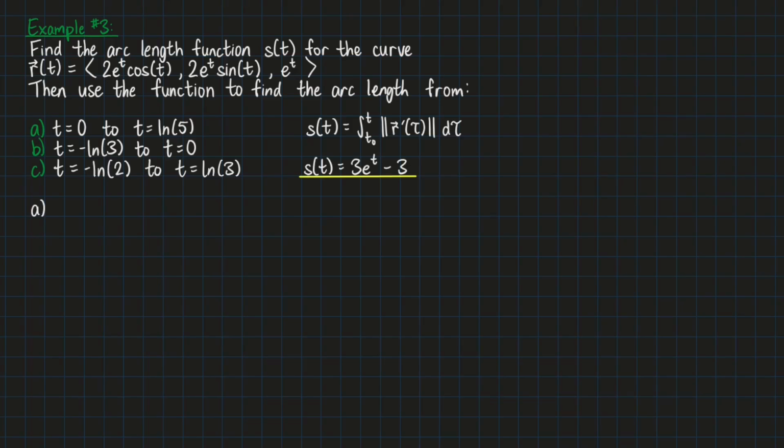So now for part A, if we wanted to find the arc length between t equals 0 to t equals the ln of 5, all we need to do is plug in the ln of 5 into t. So we have s of the ln of 5 equals 3 times e to the ln of 5 minus 3. And then the e and the ln are inverses of each other, so we'll end up with 3 times 5, which is in the argument of the ln, minus 3. And this equals 12. So the arc length between t equals 0 to t equals the ln of 5 is 12 units.